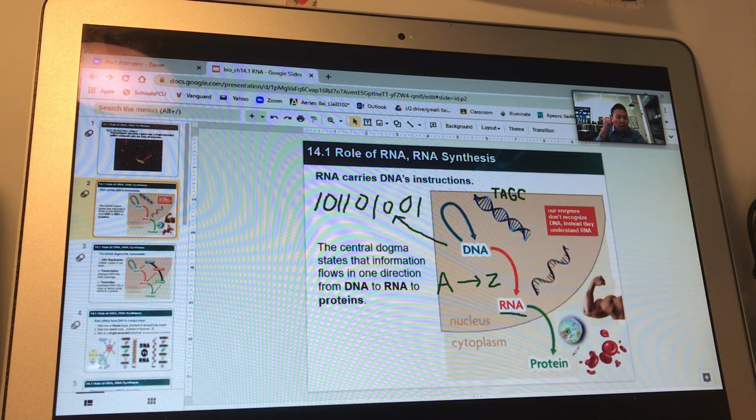So RNA is the magic, the real magic. Now, I'm not saying that DNA is not. DNA is the genetic information. But RNA is also the genetic information, and it's the comprehensible information. Now, let's look at the process.